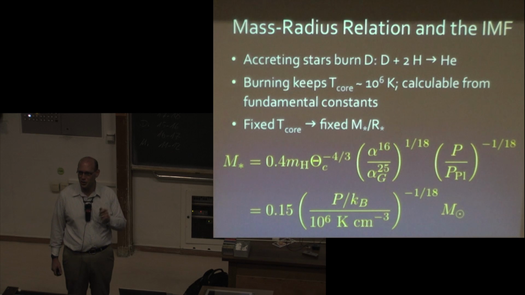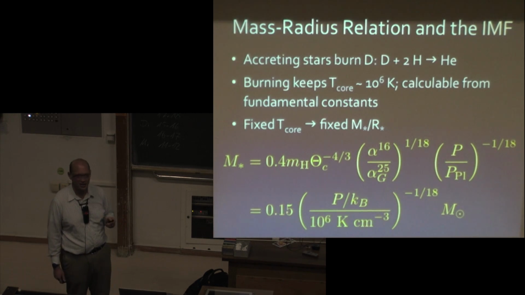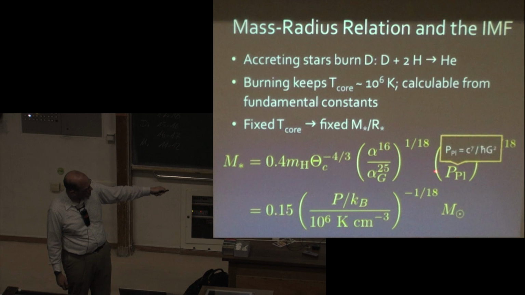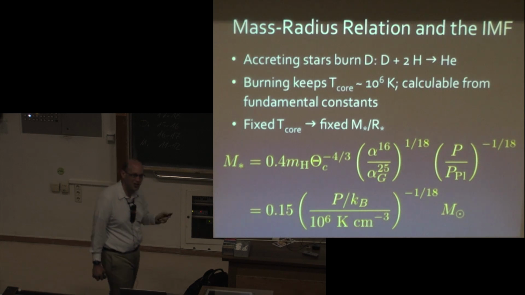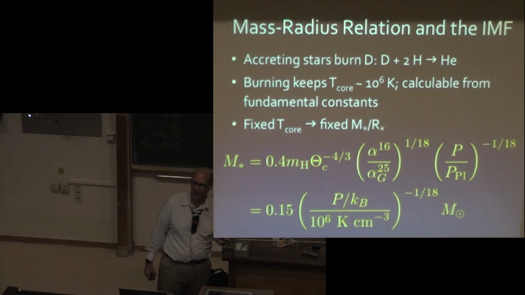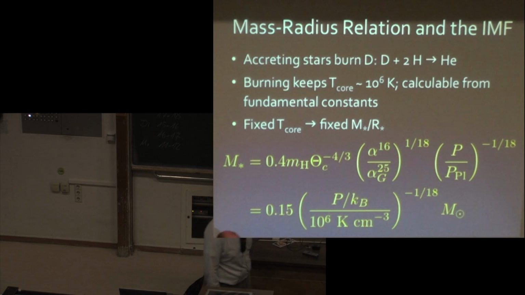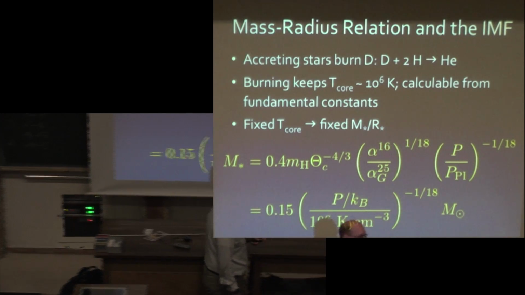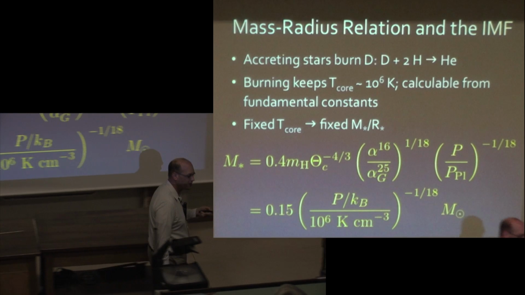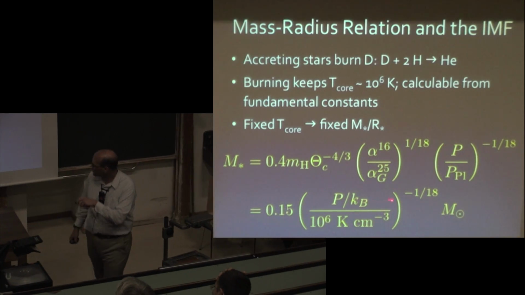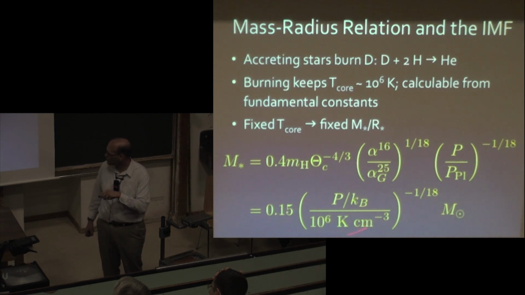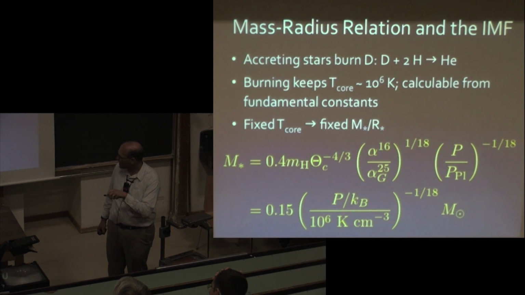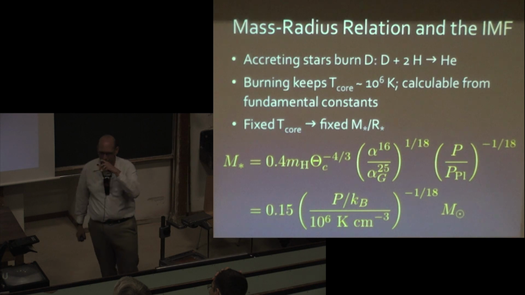There is a residual dependence on interstellar conditions. It depends on the pressure within the cloud, over the point pressure, to the minus 1/18th power. And believe me, I tried really hard to make that minus 1/18th go away when I did this calculation. And I couldn't. Nonetheless, if you plug in characteristic interstellar pressure, typically 10^6 in P over k units, you get about the right stellar mass.